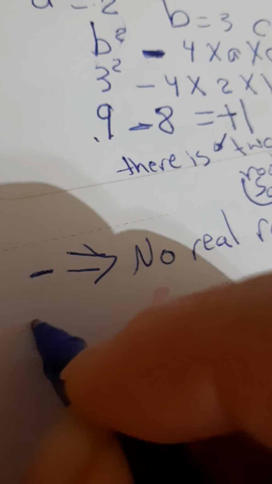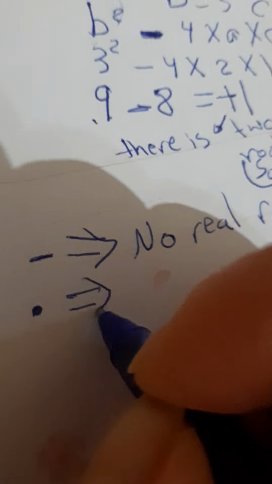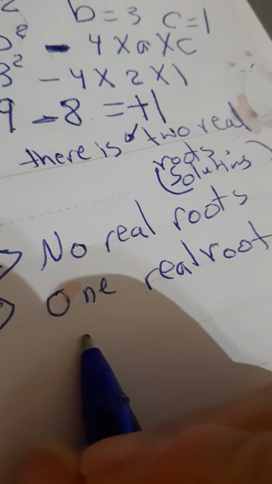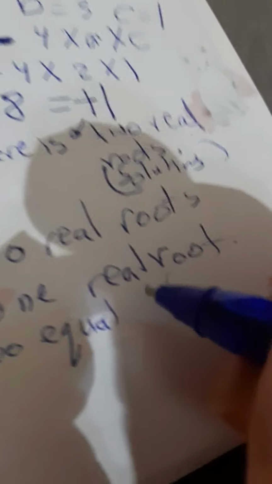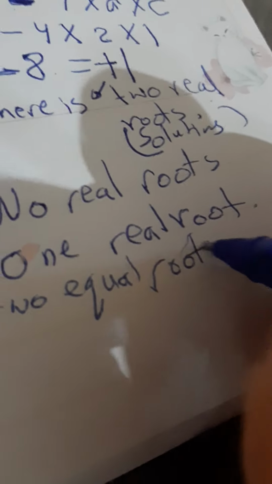Miss, if it is 0, I can have a 0. If it is 0, there is 1 real root or solution. Some books say 2 equal roots. It's the same meaning: 1 real root or 2 equal roots. Miss, show us when can we get negative. Another example, or 1 real root. Okay, let's see.